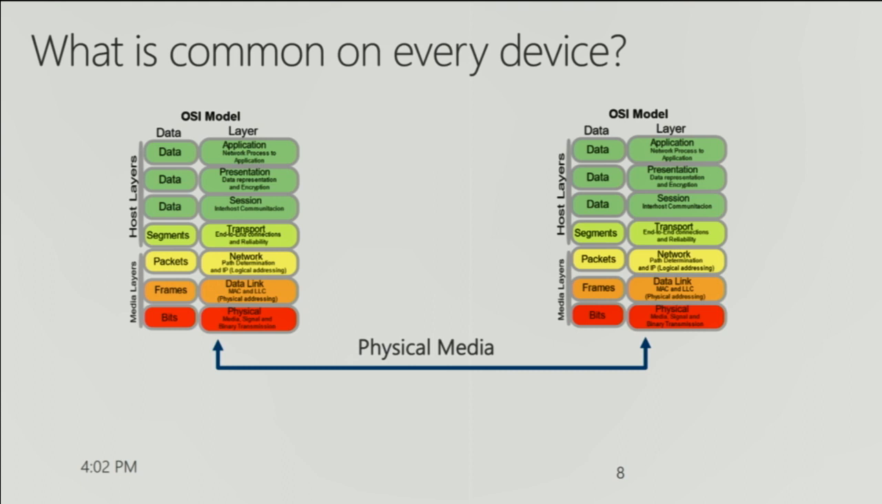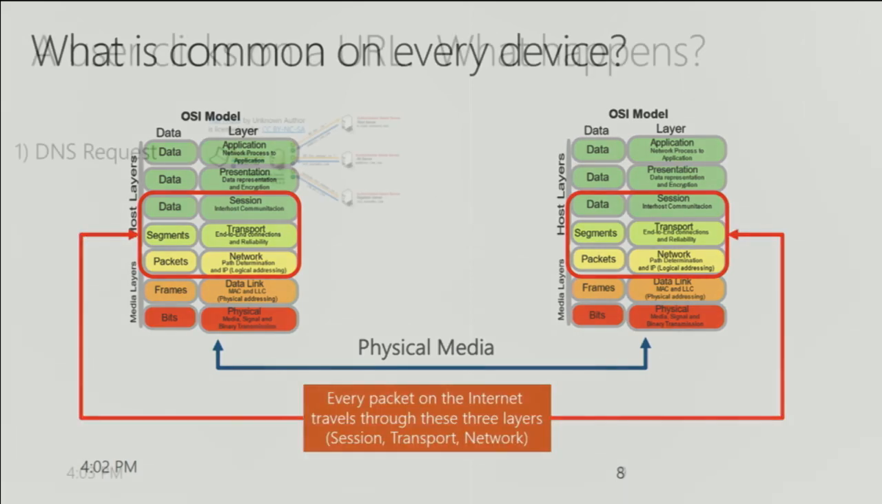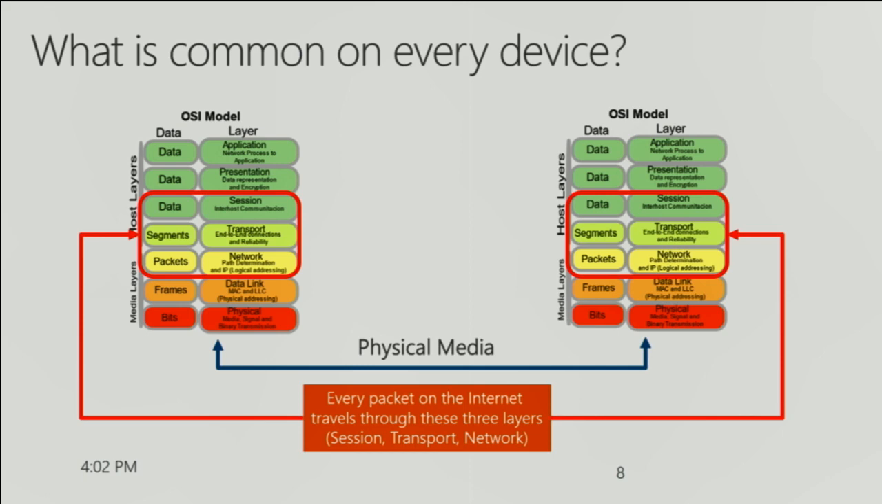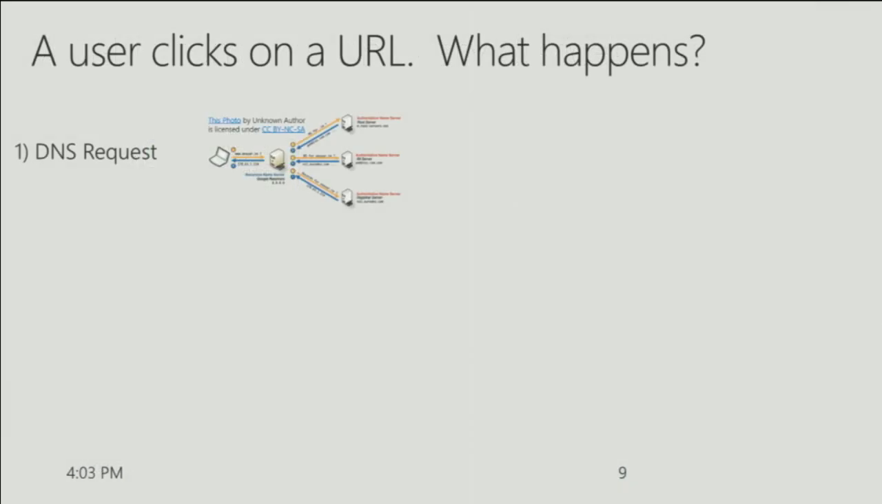Let's see what's common on every internet-connected device. What's common is these three layers of the stack: the session layer, the transport layer, and the networking layer. Those are the teams that I represent at Microsoft, and those are the things that I want to talk about. What's really cool about these three layers in the networking stack is that we're uniquely positioned to make your internet better. The reason is that every packet that travels through the internet that touches a Windows host goes through these three layers. So let's drill in a little bit more, and let's see what happens.